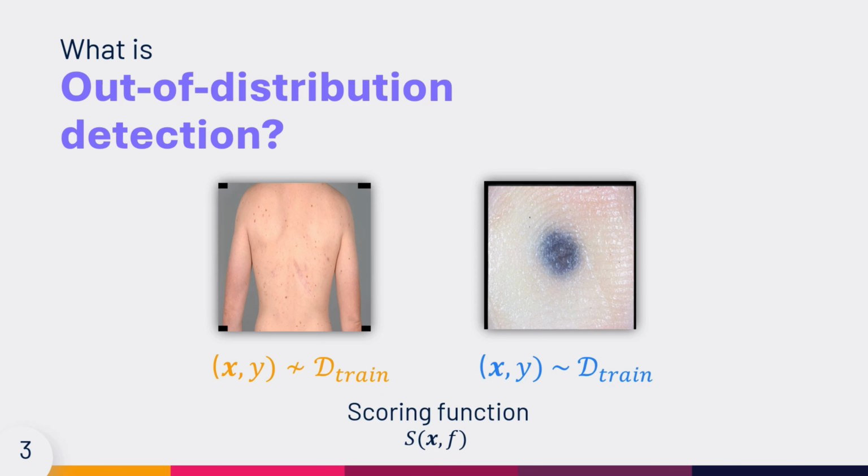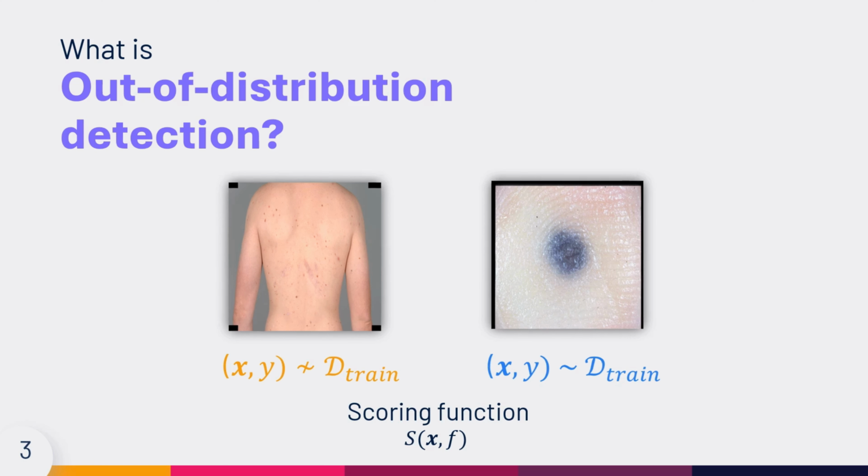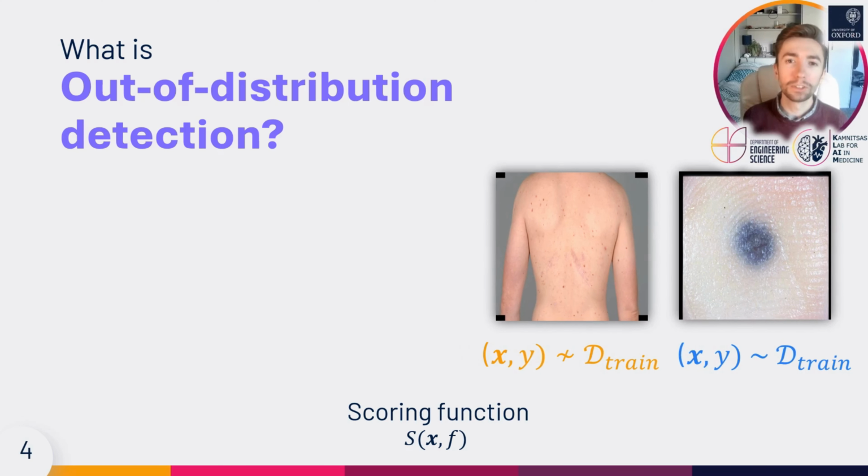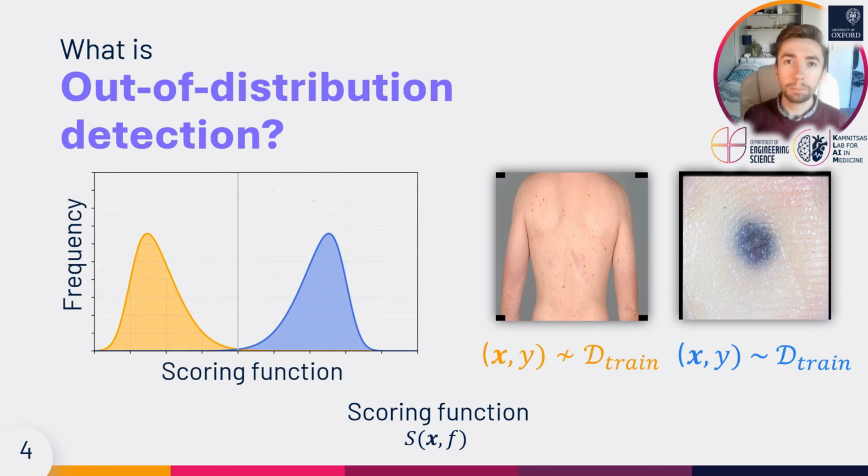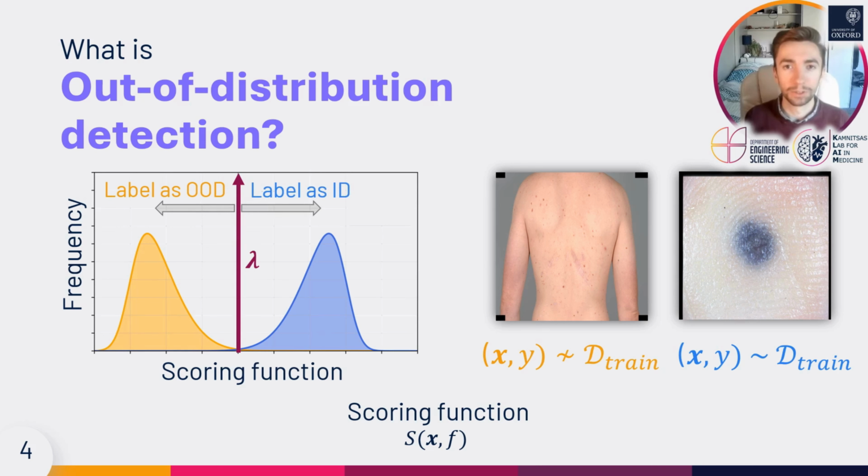Outer distribution methods typically give a scoring function to each input image. We can then plot the scoring function for each image in the dataset, and we can then place a threshold on the scoring function, and we can say everything below this threshold is outer distribution, and we can discard those predictions because they are unreliable, and everything above that threshold is in distribution, and we can keep those predictions.